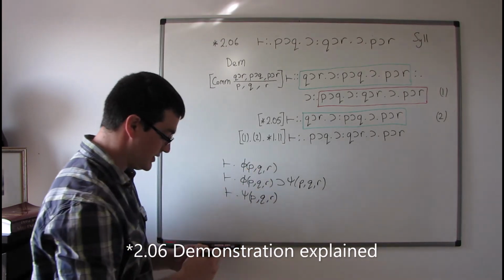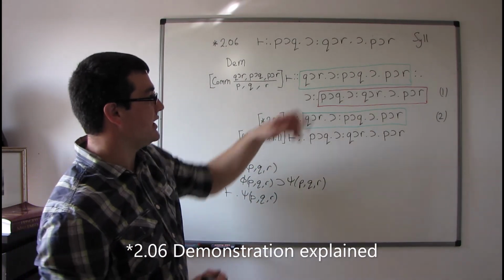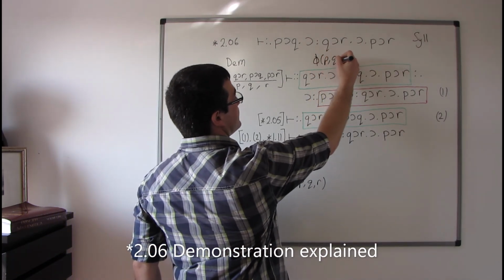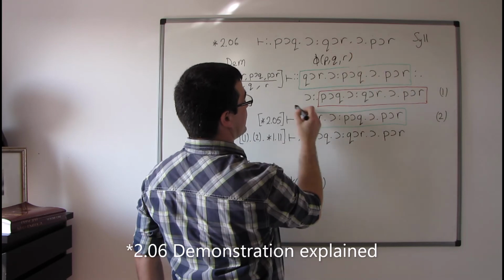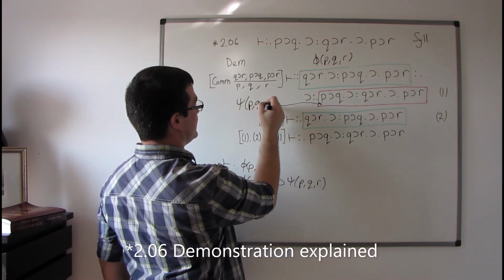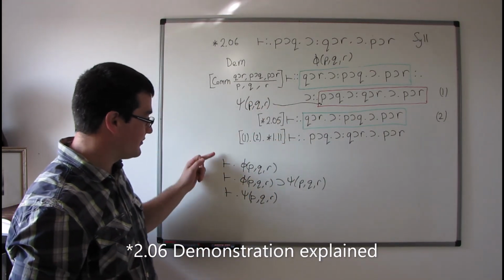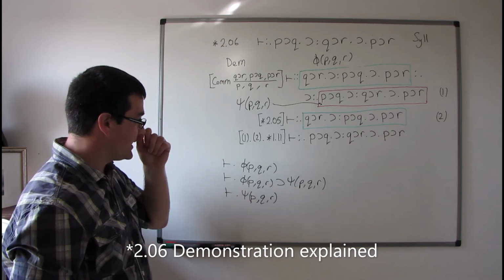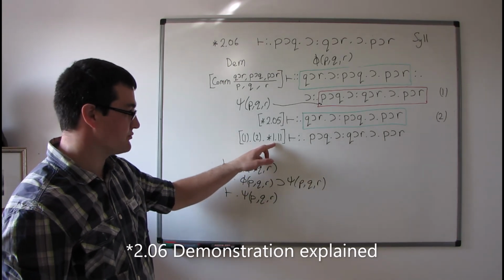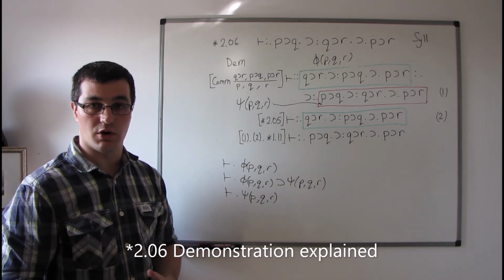Well, this is perfect, because now if I call this my phi PQR, and I call this my psi PQR, then I've got exactly something of this form, which indicates why it's appropriate for me to use this primitive proposition, this rule of inference star 1.11, as opposed to 1.1.